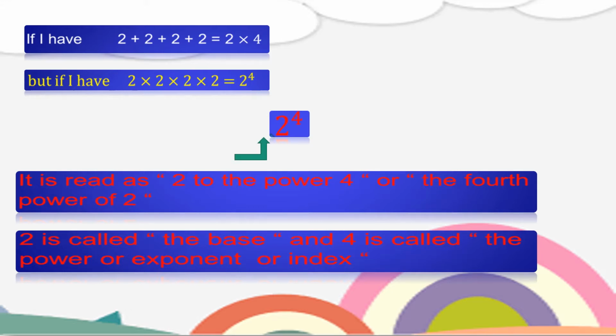2 is called the base and 4 is called the power, or exponent, or index. The power has three names: power, exponent, or index. That means the power is the number of times the base is repeated.